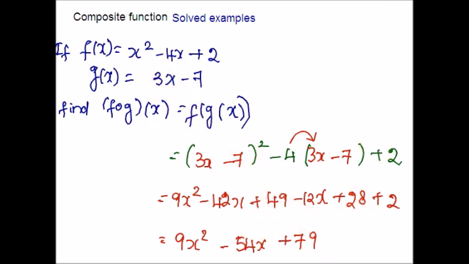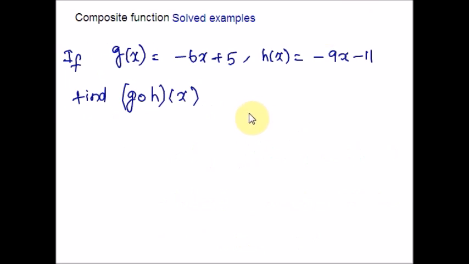Okay, now let us move on to the next one. Here is the next example. Please notice that we will not be always given f of x and g of x. The function can be different. They can use different variables to denote the function. Here in this example, we have g of x and h of x. Actually, we are asked to find g dot of h of x.